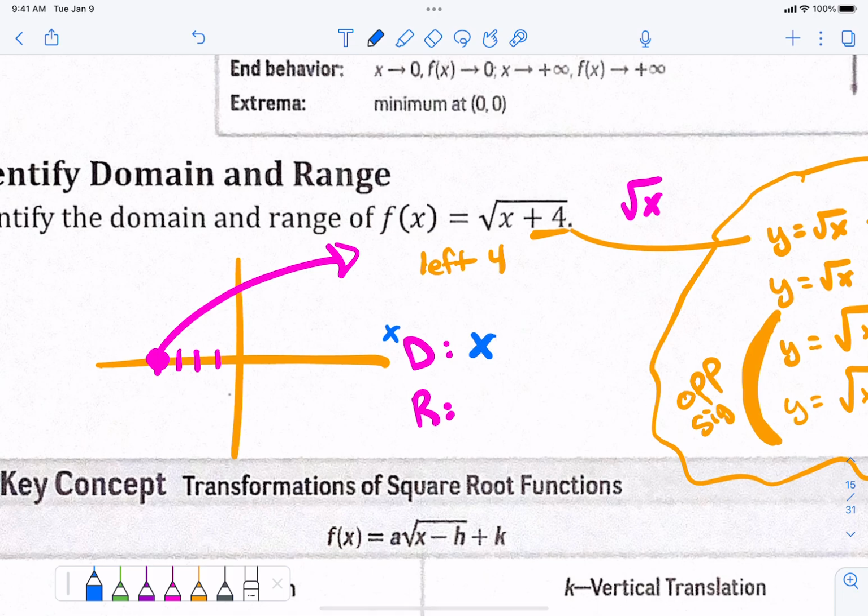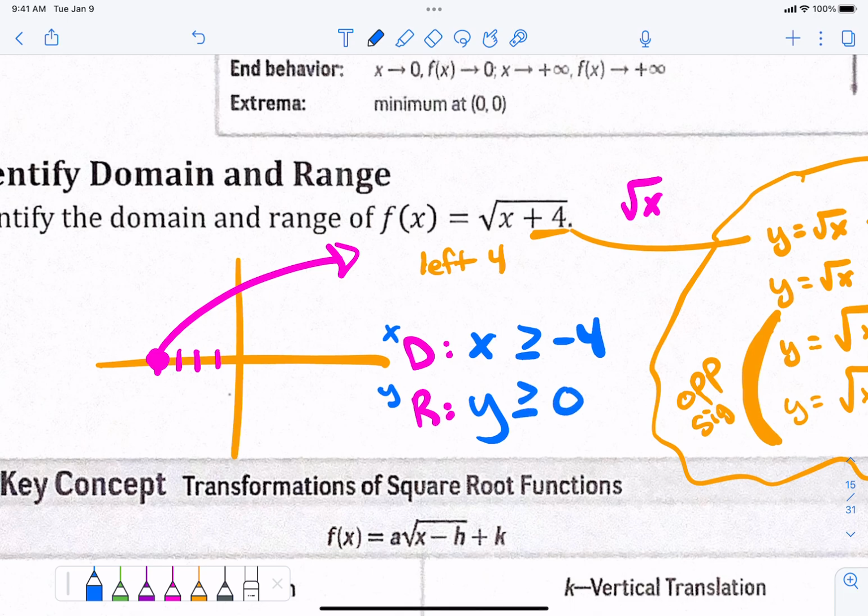So we're talking about the x's that are greater than or equal to negative. From here he goes that way, right? Greater than or equal to -4. Do you see how that works? Okay, the range, will he go up forever? Yes, as he goes out, he is going up. Will he go down forever? No, so we're only talking about y's that are greater than or equal to 0.